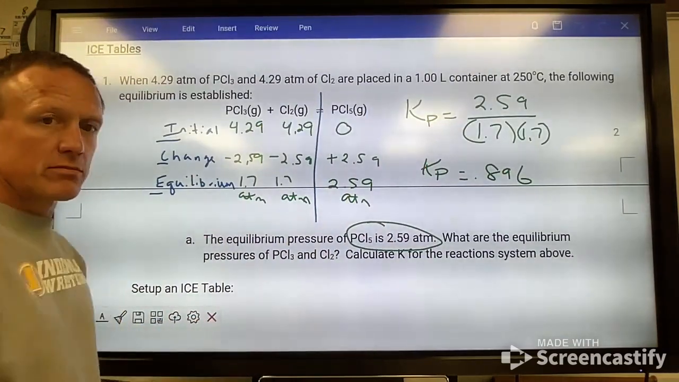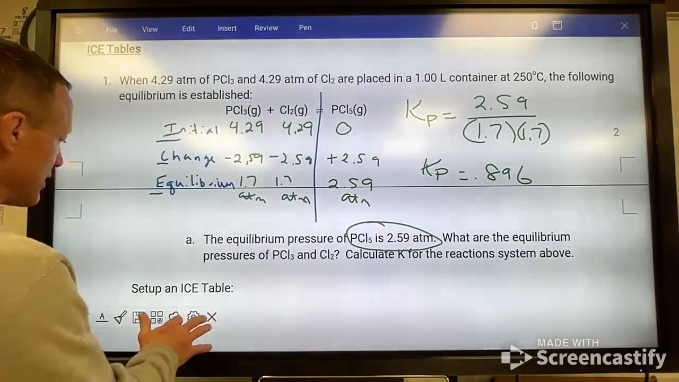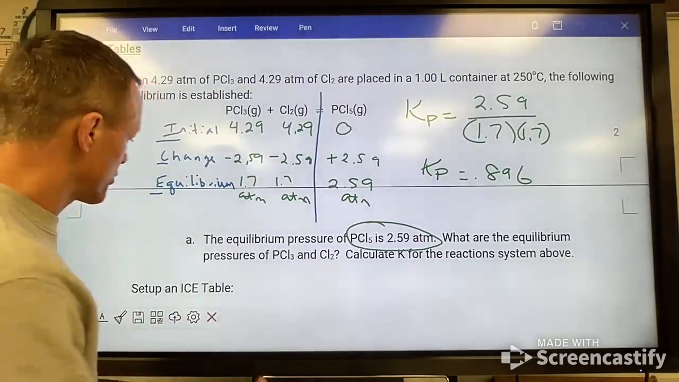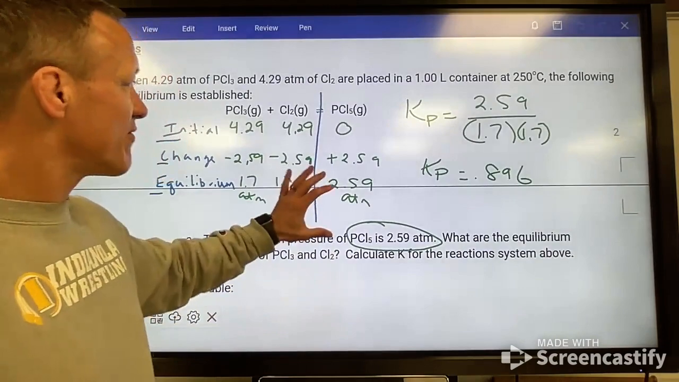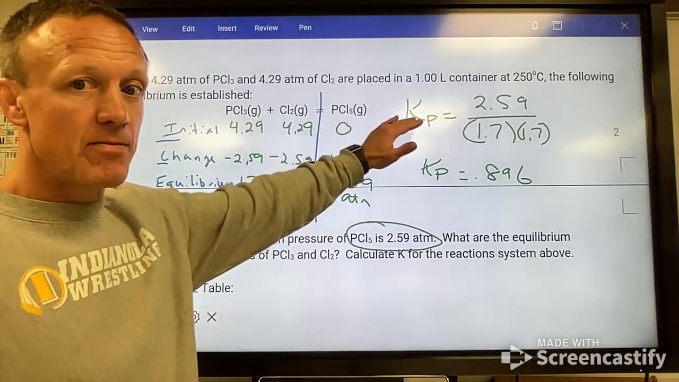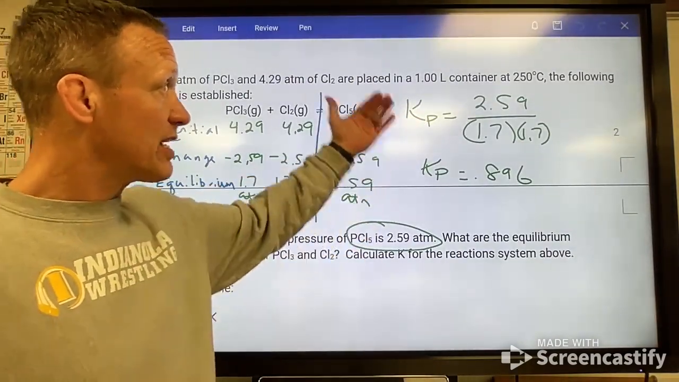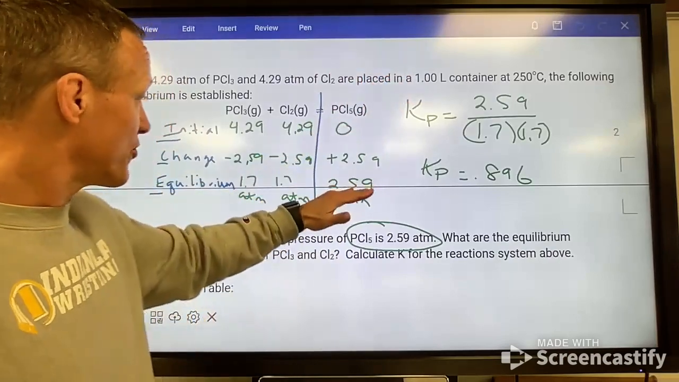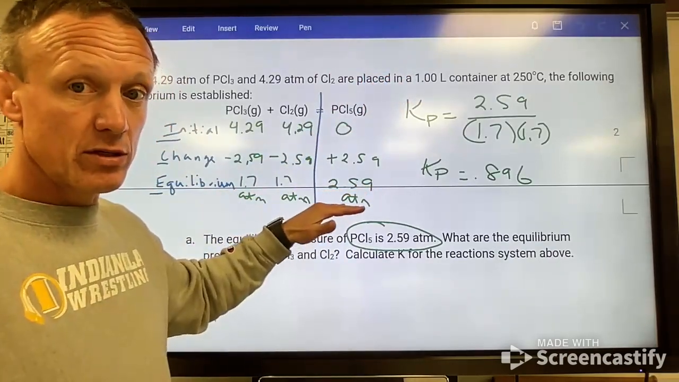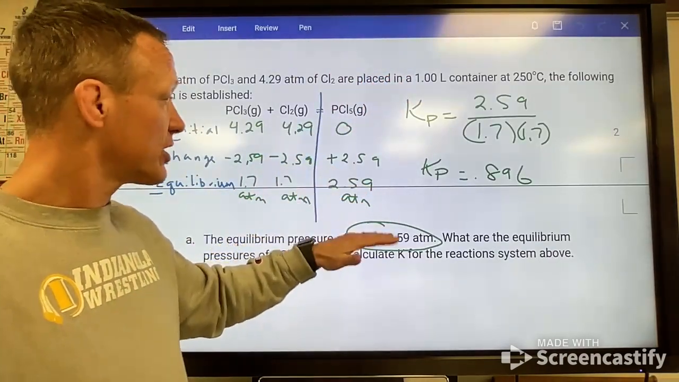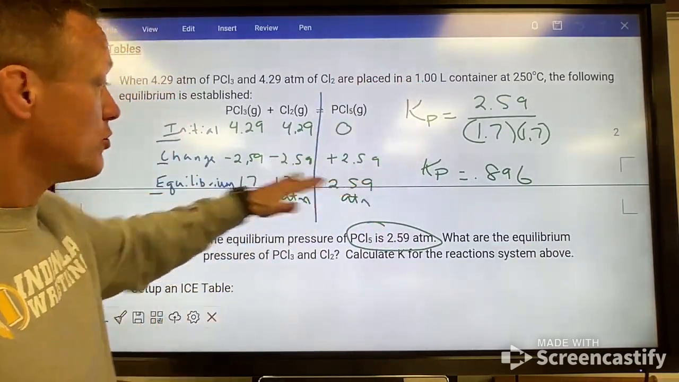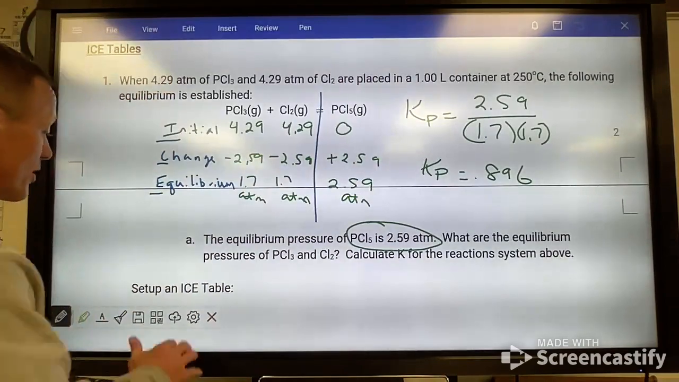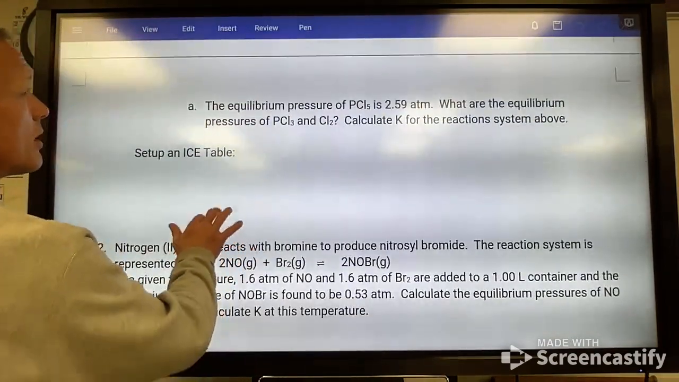All right, I'll do one more ICE table. These are pretty easy to do. They get a little bit harder in terms of some other things, but here's usually the deal. We're either getting values and figuring out Kp, or they're going to give us the K value, and we're going to figure out what the equilibrium values are. So these today are just getting the equilibrium values and figuring out K. Eventually, I'll give you the K value, and you figure out how much stuff would be there at equilibrium.